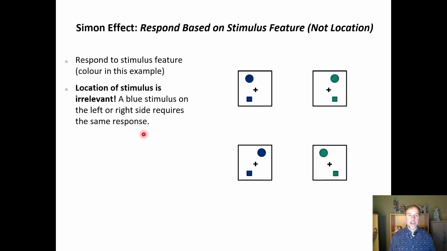Now the Simon task, or the Simon effect, is interesting because the location of the stimulus is irrelevant. The stimulus, as shown up here, the circle, will appear on the left or the right, but it actually doesn't matter where it appears. The location of the stimulus is irrelevant.